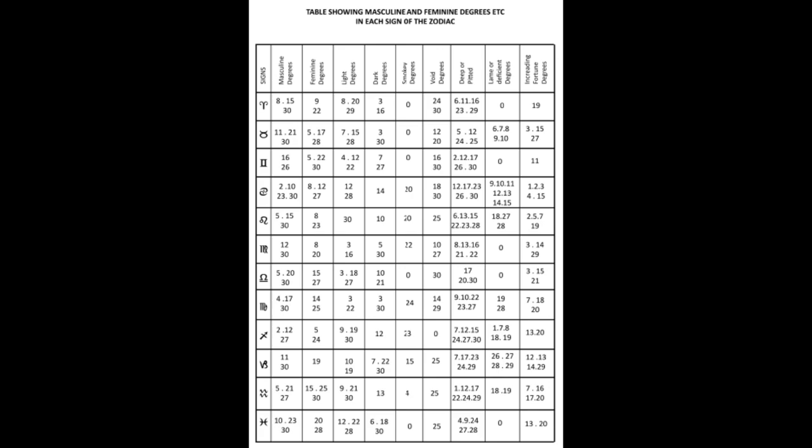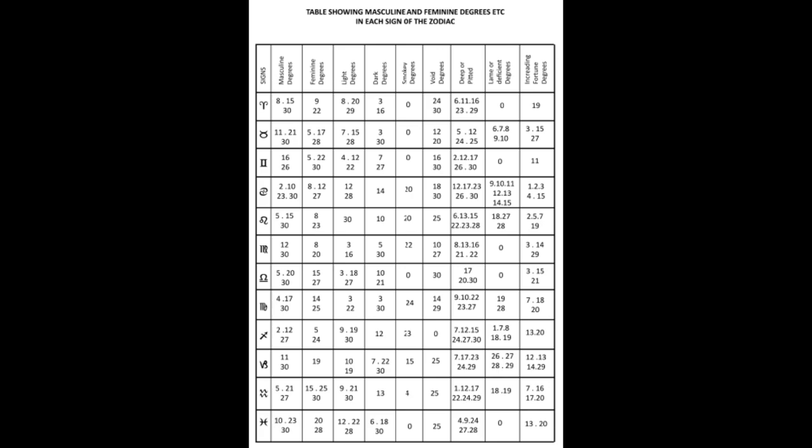The third column of the table provides information about certain degrees within each sign, such as light, dark, smoky, and void degrees. Here is how you can use this information. If a sign is ascending in a nativity or question, and the ascendant falls into the degrees called light, it suggests that the child or querent will have a fair complexion.